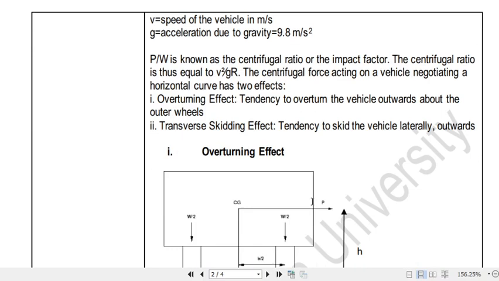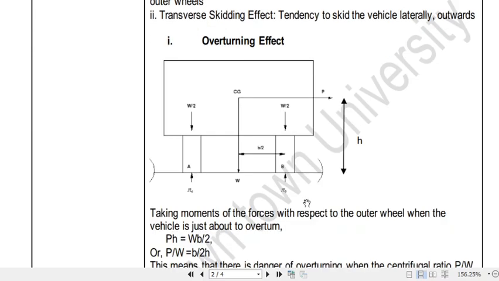Now let us discuss the overturning effect. This centrifugal force tends to make the vehicle overturn about the outer wheels. In this figure, the outer wheels B on a horizontal curve without super elevation are illustrated.